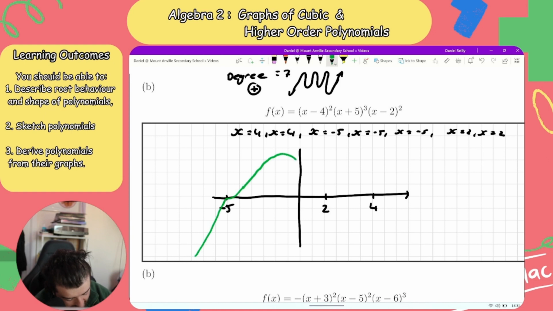Then I'm coming back down, and I'm going to kiss x is equal to 2 because it appears twice, so it just touches it. Ding, goes up, and I'm going back down, and I'm just kissing x is equal to 4, and then it's coming back up. And there we go, there's a sketch of that graph there.